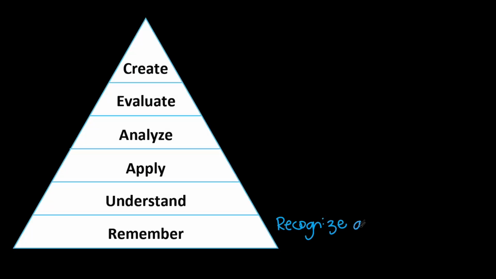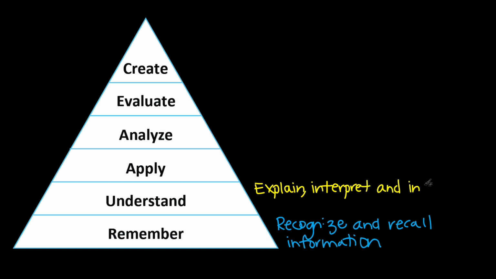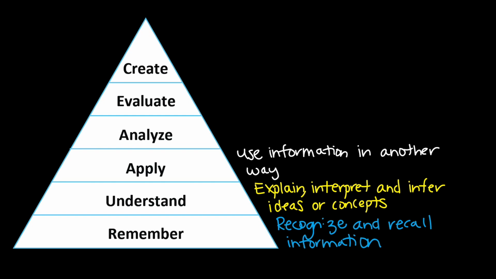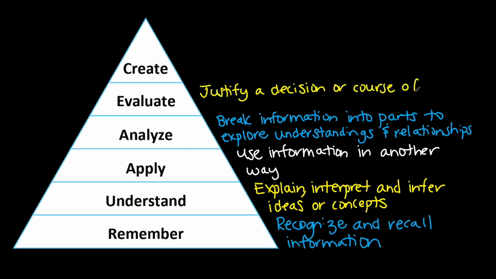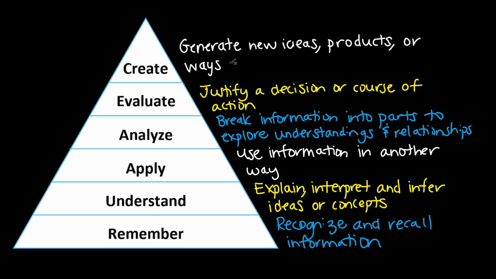Remember refers to the ability to recognize and recall information. Understand is the ability to explain, interpret, and infer ideas of concepts. Apply is the ability to use the information in another way. When students analyze, they are able to break information into parts to explore understandings and relationships. When students evaluate, they are able to justify a decision or course of action. In the highest cognitive level, create, students generate new ideas, products, or ways of viewing things.